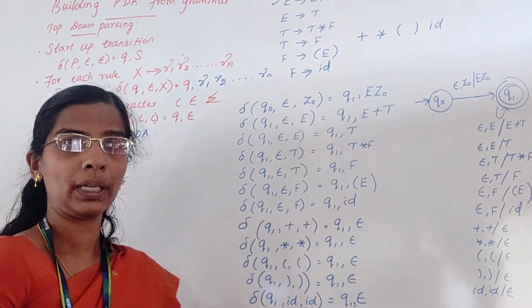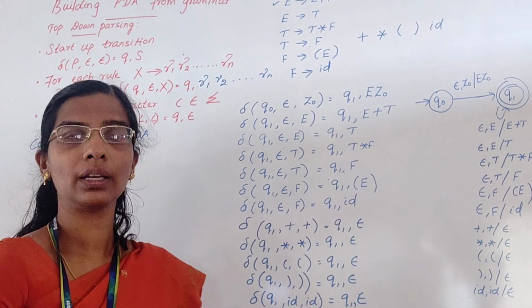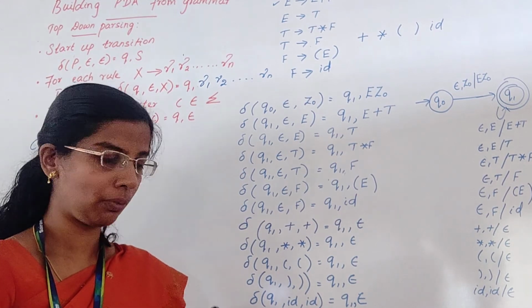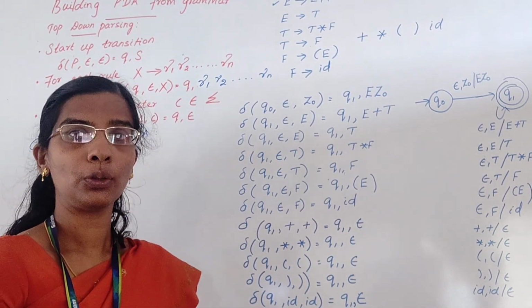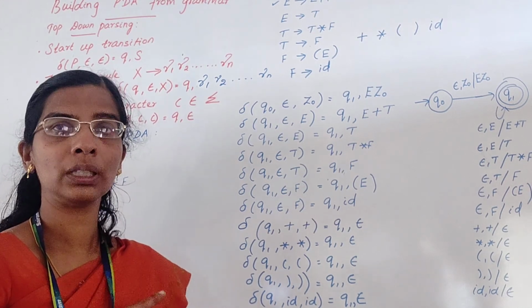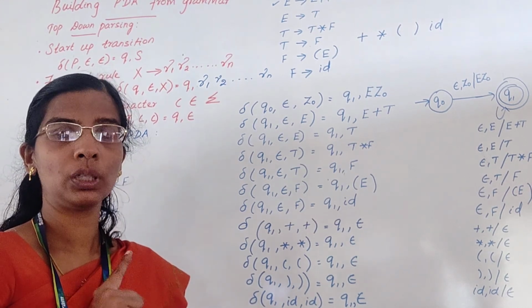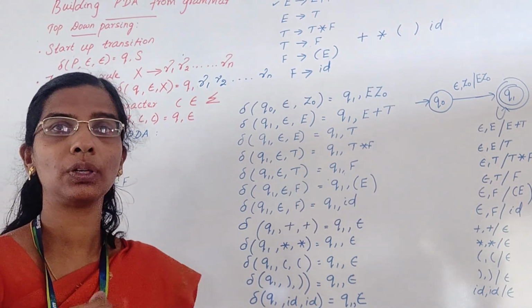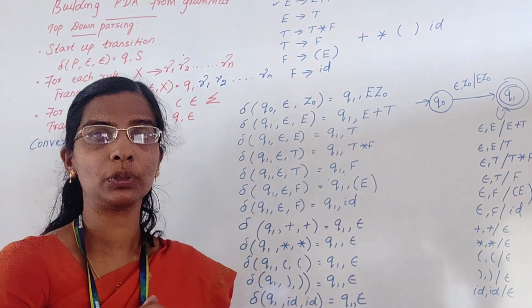So what we have discussed in today's class: how to build a PDA from the given context-free grammar. There are 2 approaches, top-down approach and bottom-up approach. We have learned the top-down approach now. In the next video we can learn the bottom-up approach. Thank you.